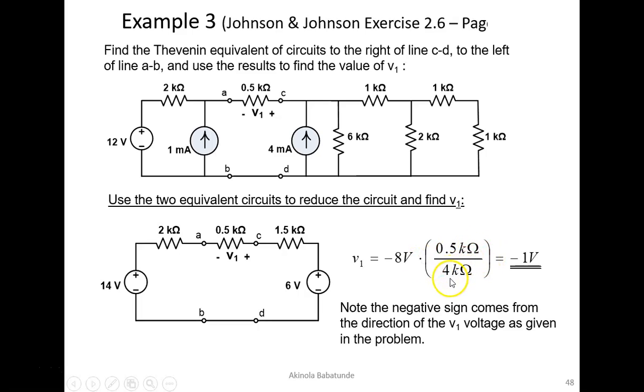If you multiply both sides by negative, it becomes V1 equal to minus 8 multiplied by the ratio of the resistances. By simple arithmetic, that gives us minus 1 volt. Note the negative sign comes from the direction of V1 as given in the problem. That is where this negative came from, and that is why we had to write minus V1 at the beginning, which eventually converted everything to a negative sign.